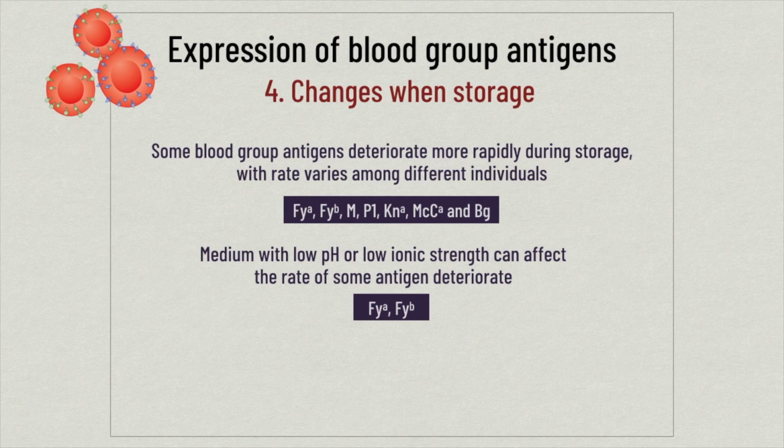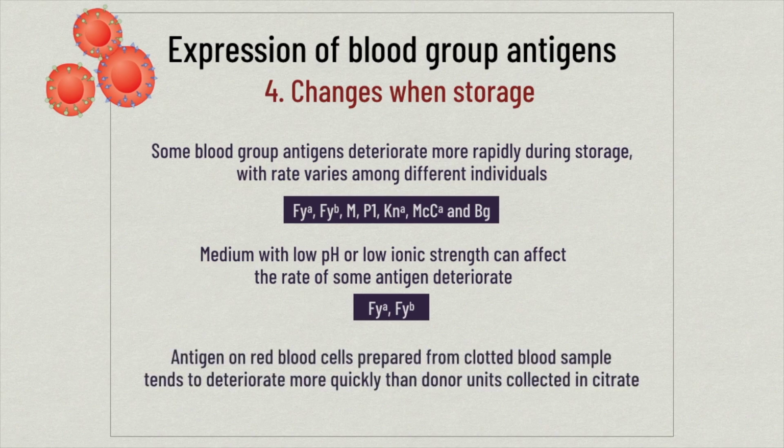Age and nature of the specimen must be considered when performing red blood cell antigen typing. Antigens on red blood cells prepared from a clotted blood sample tend to deteriorate more quickly than donor units collected in citrate. Interestingly, samples in EDTA whole blood for up to 2 weeks are still suitable for antigen typing.